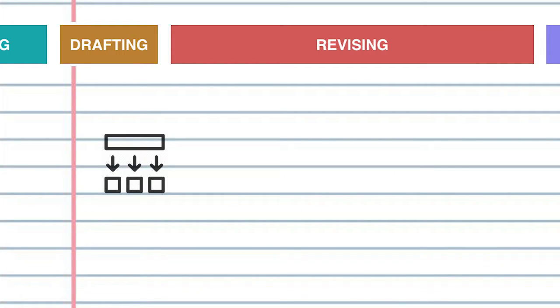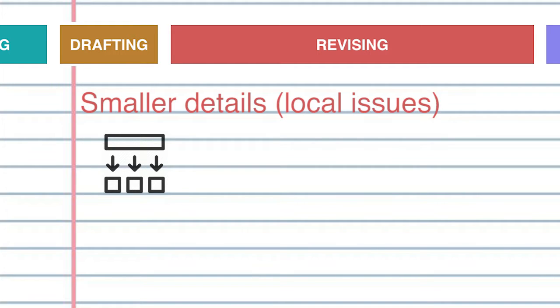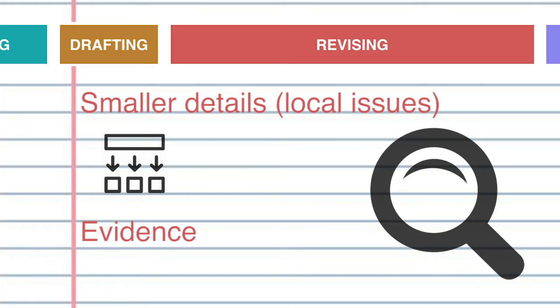Then as you move out of the global and more towards the sentence level or the smaller details of revision, you always want to check your incorporation of evidence. Consider logos in your writing.